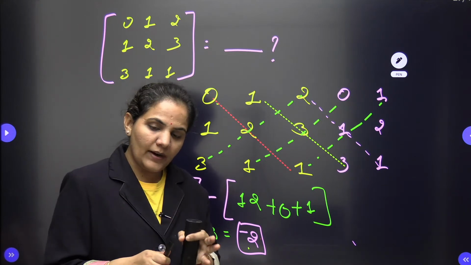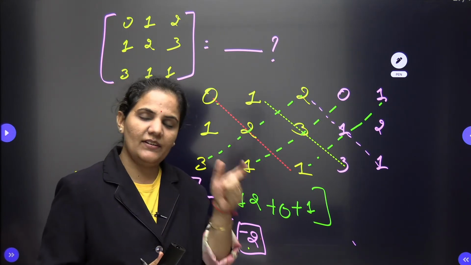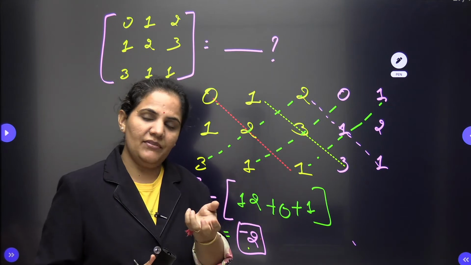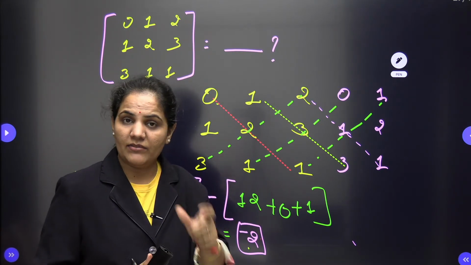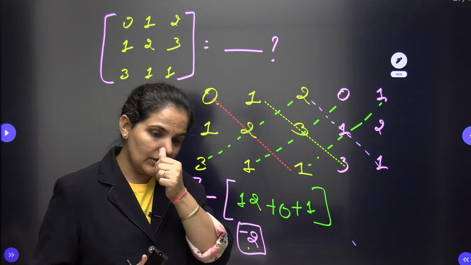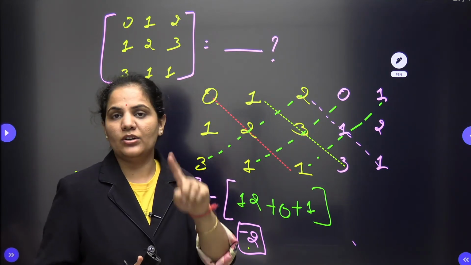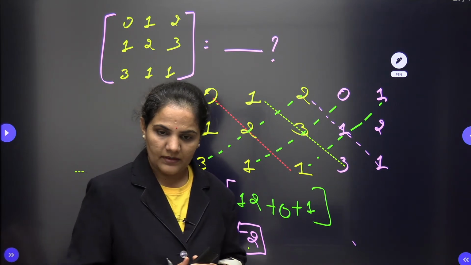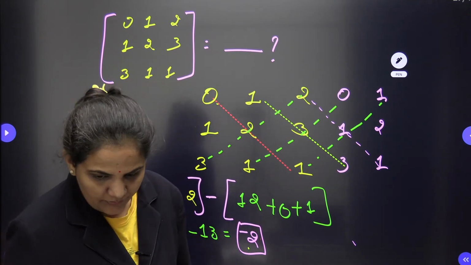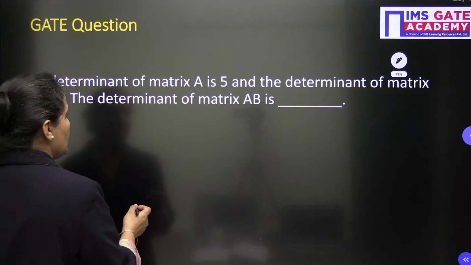If we need to find out the determinant of a 4 cross 4, I will tell you later in the rank, when we talk about the rank, which is again a very important concept. When we talk about the rank, I will tell you how to find the determinant of a 4 cross 4 matrix also. I hope this is clear to everyone now. So this is a very simple thing.